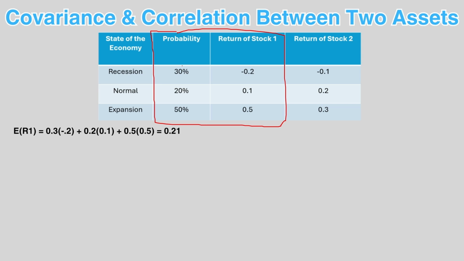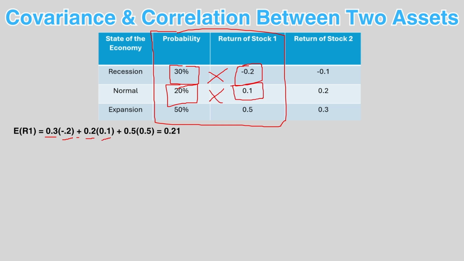We're going to just take the 30% probability of a recession occurring. So that's this 0.3 right here. And we're going to multiply it by the return of stock 1 in the recessionary state. So that is this negative 0.2 right here. We multiply those two together, and then we're going to add that to the probability of the normal state occurring, so 0.2, and we're going to multiply that by the return of stock 1 in the normal state, which is 10% or 0.1.